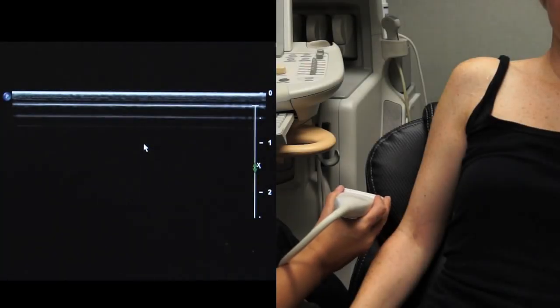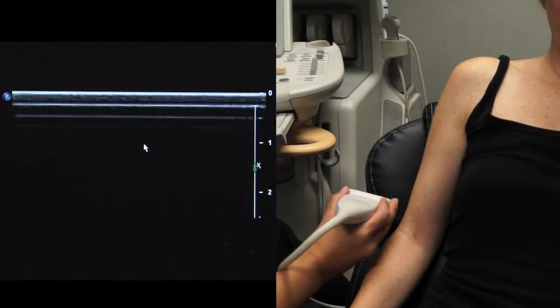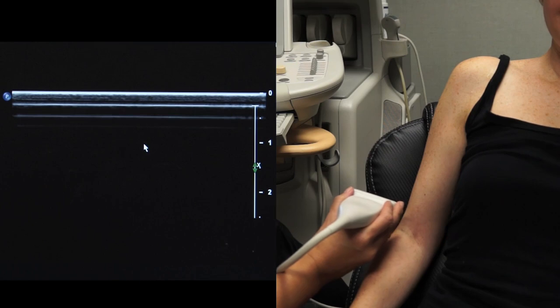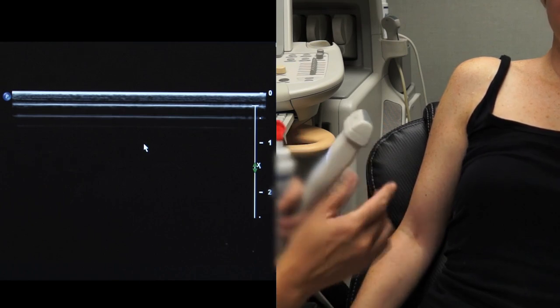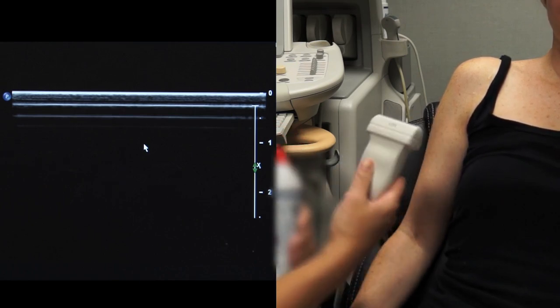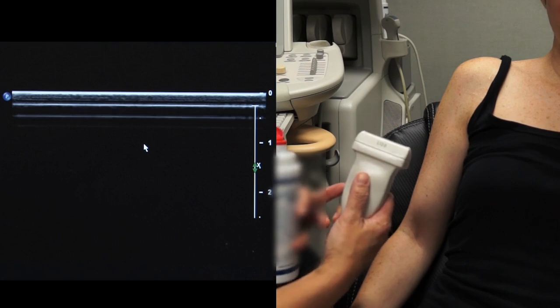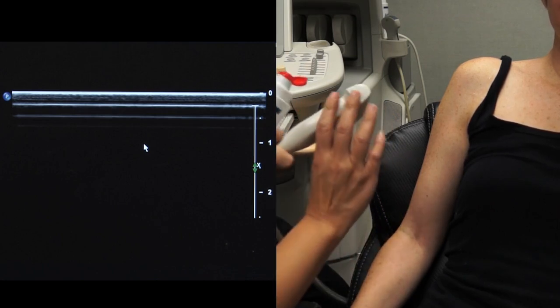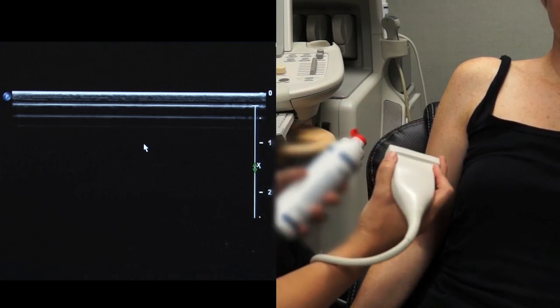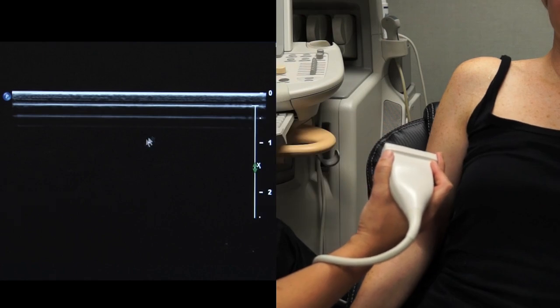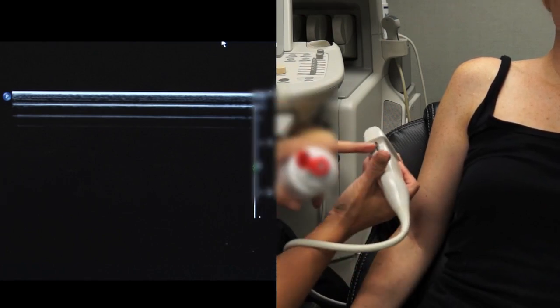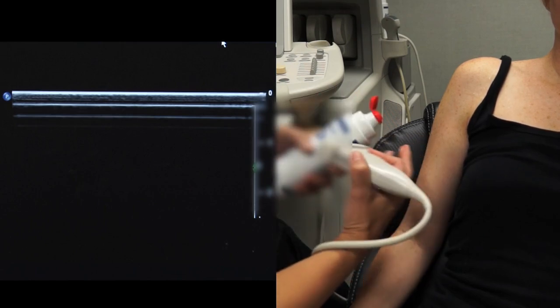We will begin with scanning the anterior portion of the shoulder to look at the biceps tendon and subscapularis tendons. Just want to point out again, we're using a linear transducer, in this case a 12 megahertz. Okay, I'm using the general musculoskeletal preset. And again with the marker at 9 o'clock.